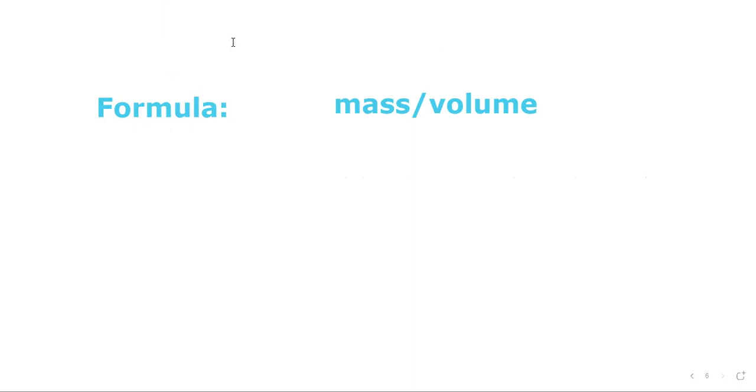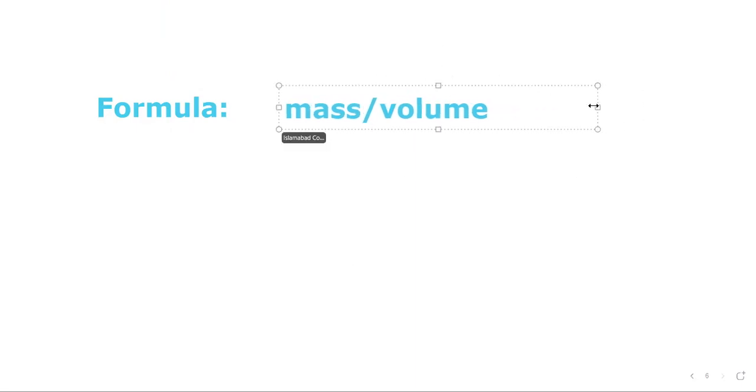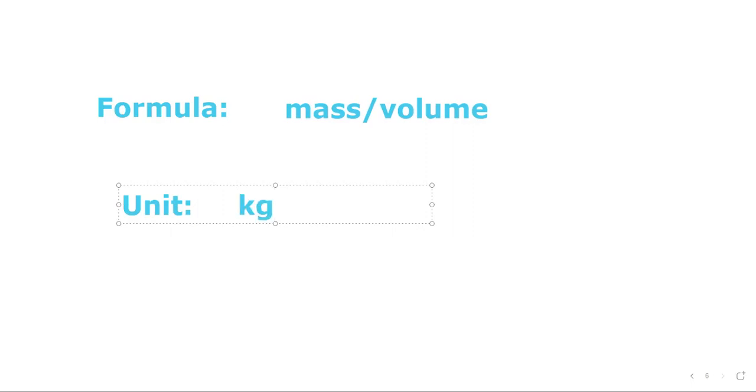Okay, next is its unit. What would be the unit to measure it? Mass is in kilograms and volume is in meter cube. Or if mass is in grams, then volume would be in centimeter cube. So it can be measured in kilograms per meter cube or grams per centimeter cube.